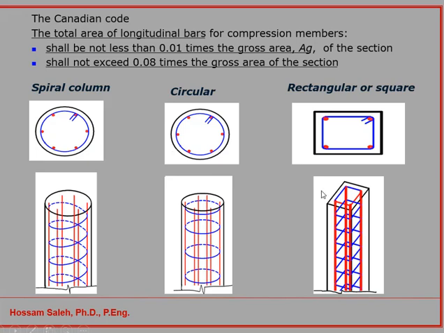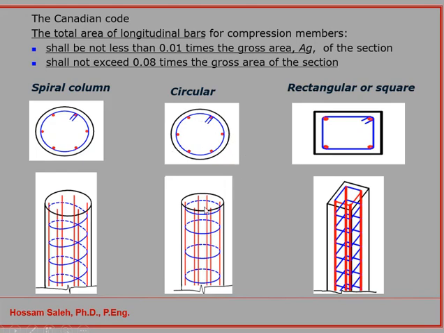Why is that? Because we need compaction and we need to get the concrete through the whole cross section, and we need to limit the total cross-sectional area of the steel. So the upper limit is 8% and the lower limit is 1%. And in case we have a rectangular or square column, we need to have at least 4 bars. Now if we have a circular column like this, the minimum number of bars will be 6.